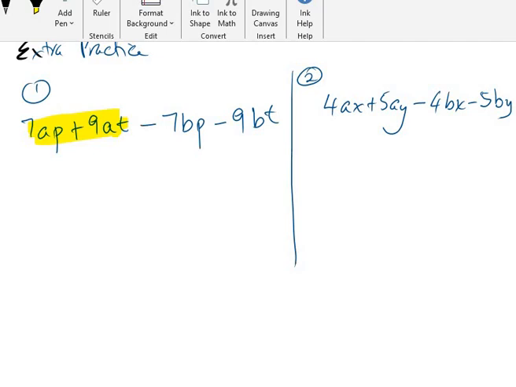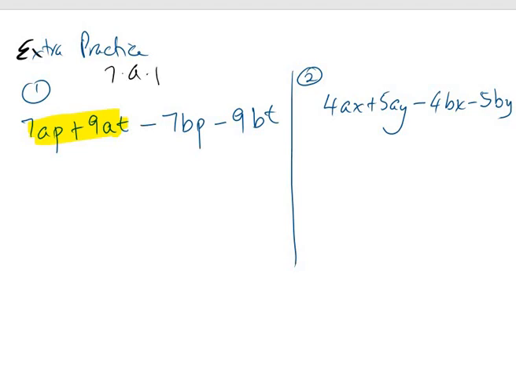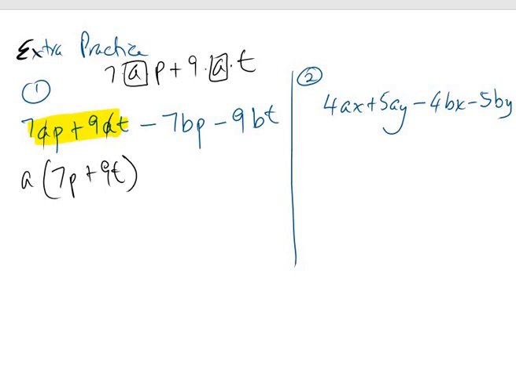Why? Because 7AP means 7 times A times P, plus 9 times A times T. So what's common? The A is common as a factor. So we're going to pull out this A, right? Let's pull out that A. What's remaining? 7P plus 9T. Okay, and then if you notice, we have a minus and a minus, so we can consider the minus is common to both.